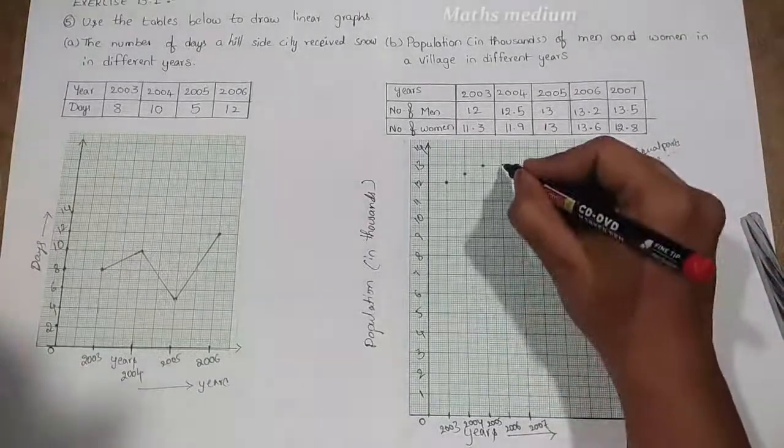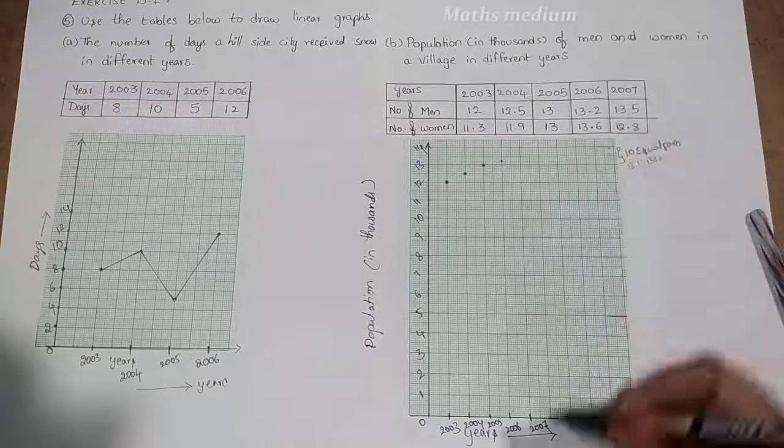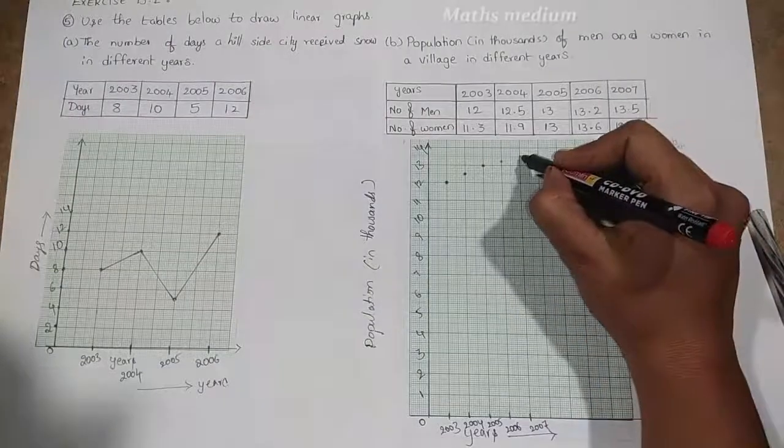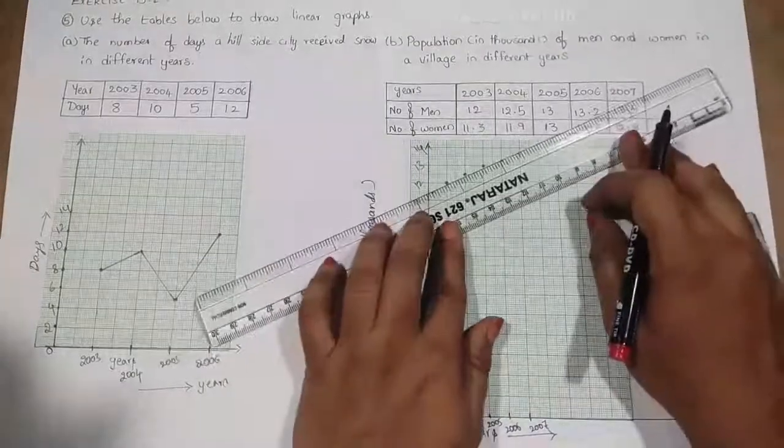13.2. This is 1 and this is 2. Next 13.5 in 2007. This is 13.5. Now draw the line.